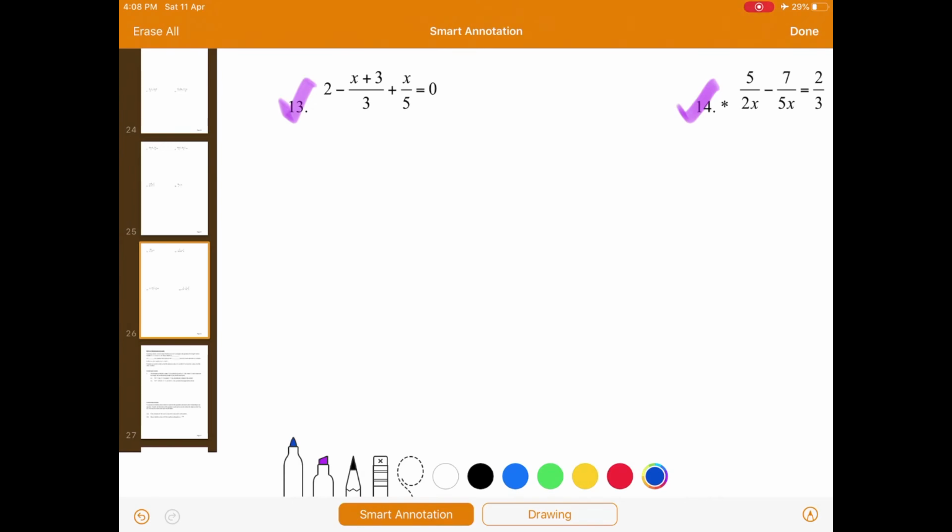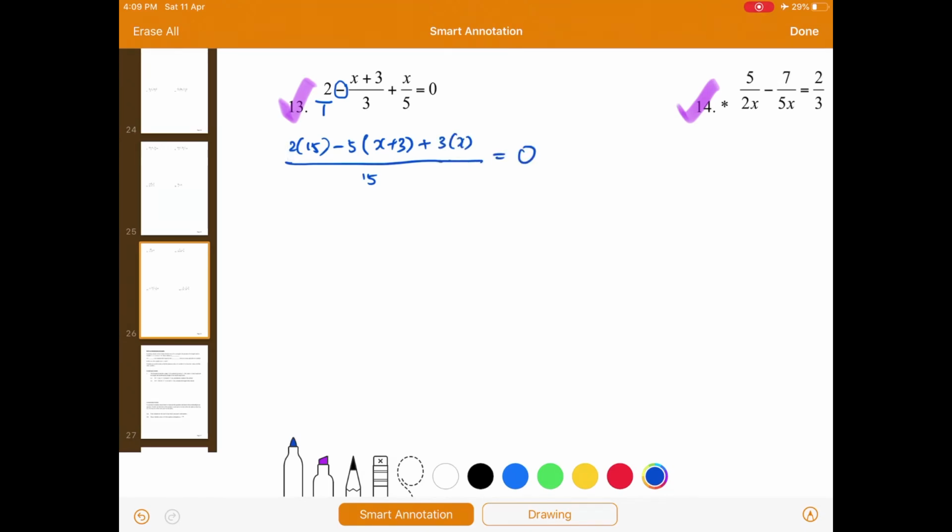Question 13. 2 will subtract a fraction, then you add another fraction. This 2 is a rational number. We can write it as 2 over 1. So for this question, you can combine all three fractions together, and the lowest common multiple of 3 and 5 is 15. So 2 will need to multiply by 15. For the subtraction, you have to multiply by 5. Take note there will be a change of sign because of this subtraction. So 5 multiplied by x plus 3, then plus the third fraction you have to multiply by 3.